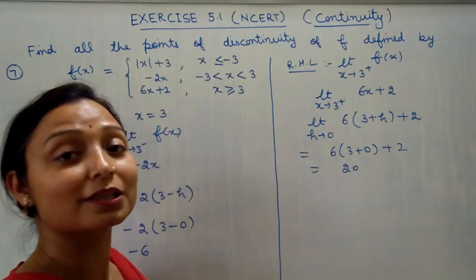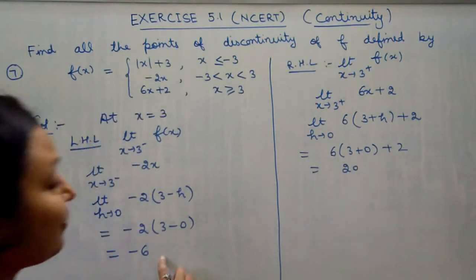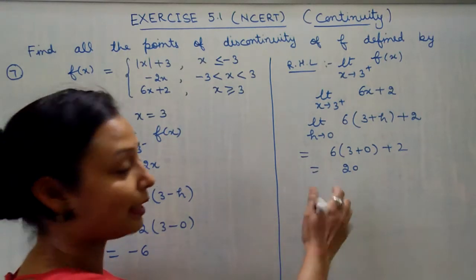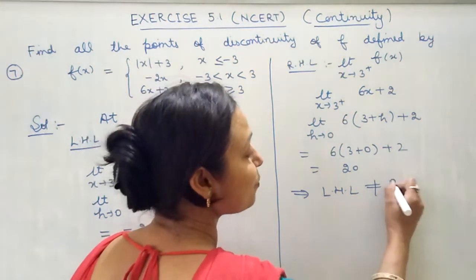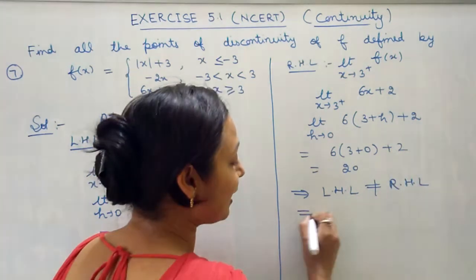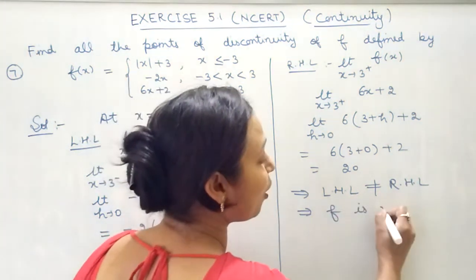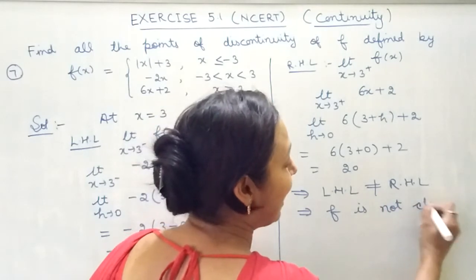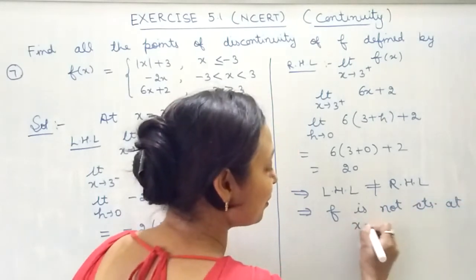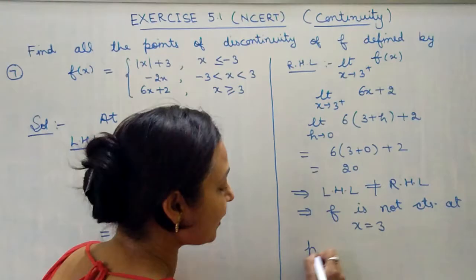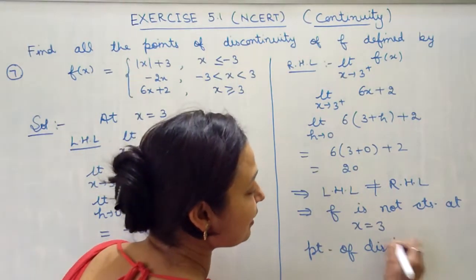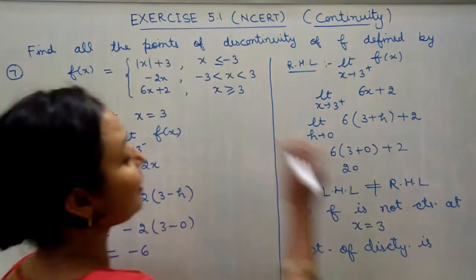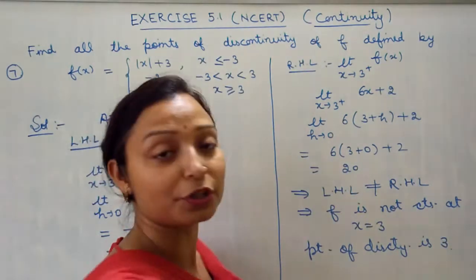No need to do the third step because the left hand limit is not equal to the right hand limit. This implies f is not continuous at x equals 3. That means 3 is the point of discontinuity.